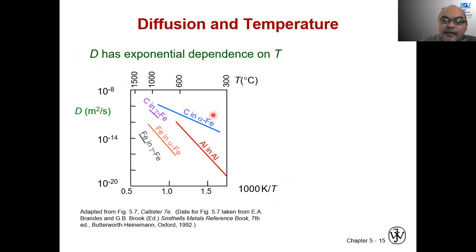Sorry, not like that. With increasing temperature, actually the D increases. You have to look at it backwardly, because here, to the right, the temperature is decreasing, because this is expressed in 1 over T, in 1000 Kelvin.